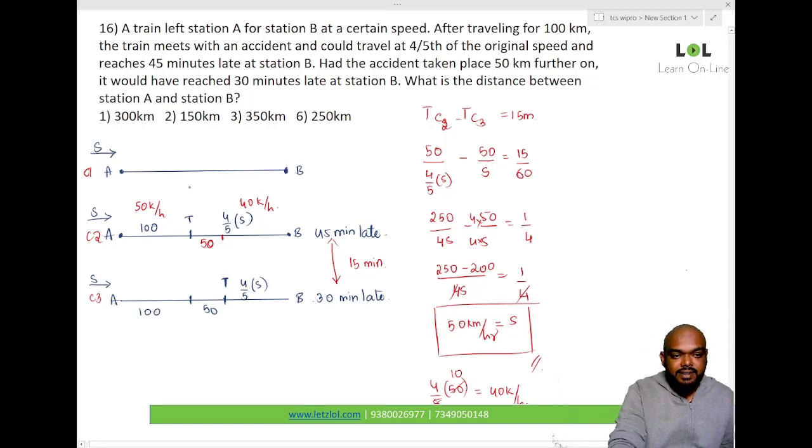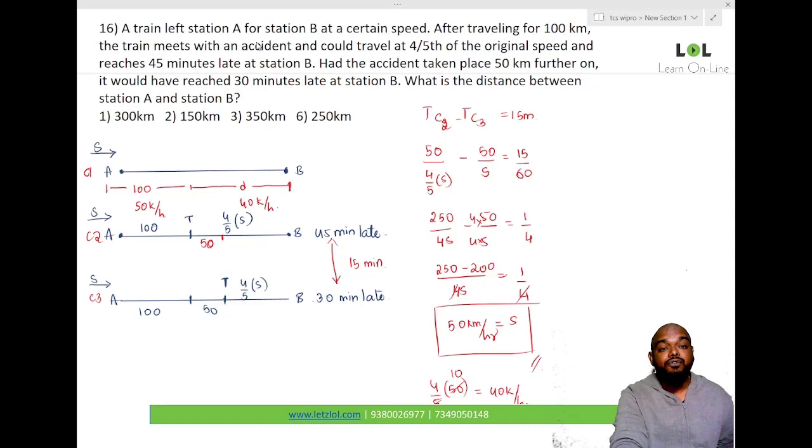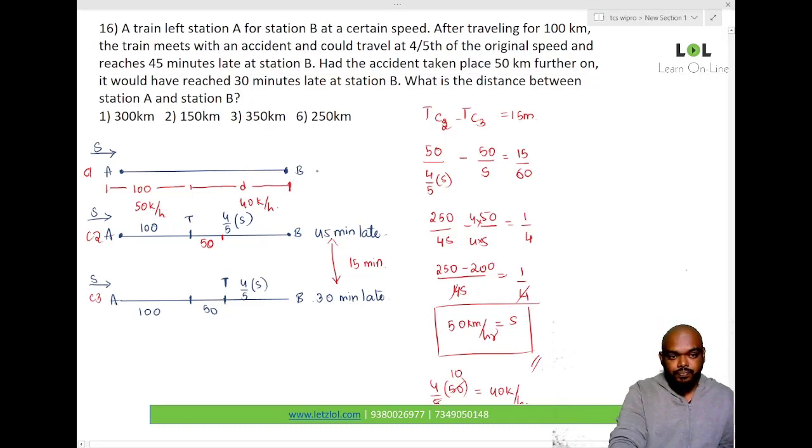Let us consider the distance from T to B as D. Because we know that A to T is 100 kilometers, and T to B, let us consider it as D. 100 plus D will be our answer. Now we need to get the value of D here. How? Now let us consider case 1 and case 2. If you consider this distance here, the same D.